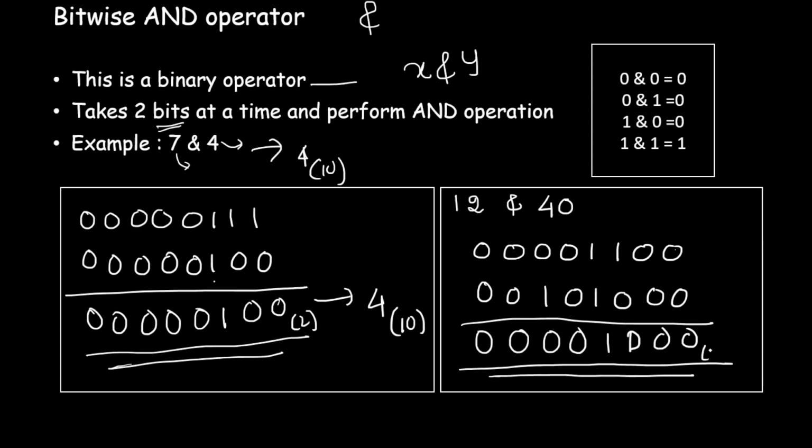Now this is in binary format. If we convert it into decimal, you will get 8. So it means that when you perform the bitwise AND operation on 12 and 40, you get 8 as the result in decimal format. Now let's check whether we get the same answer when we write a program in C. For 7 and 4, I should get 4, and for 12 and 40, I should get 8.